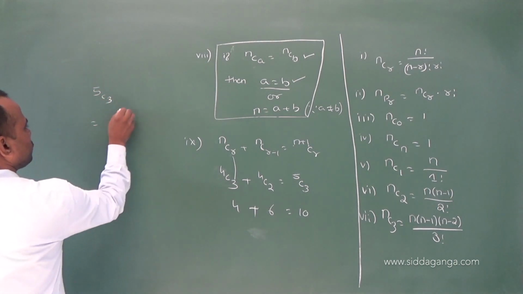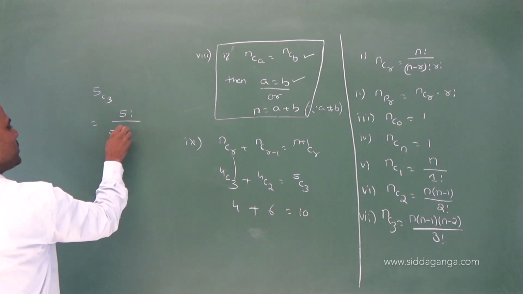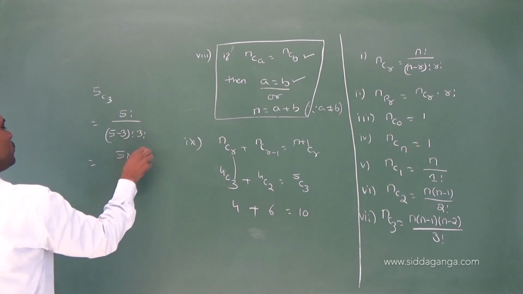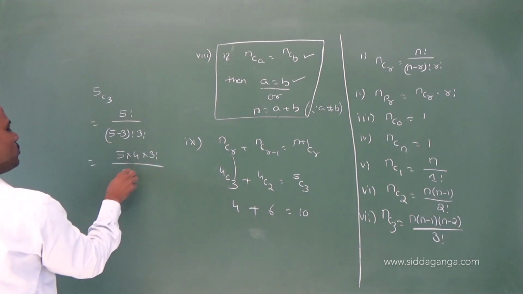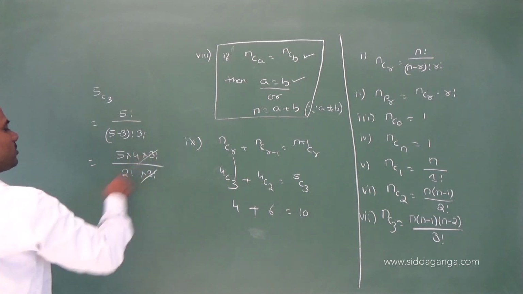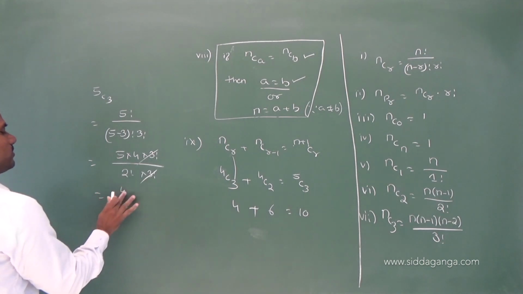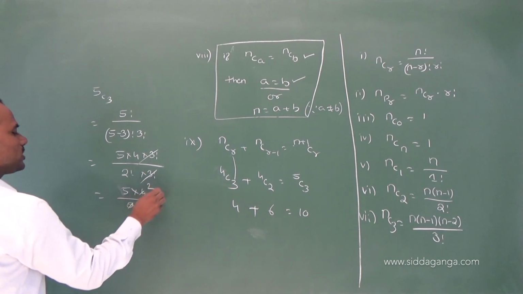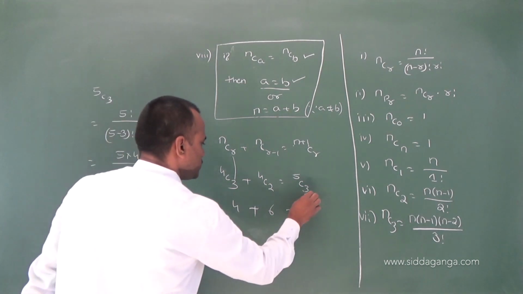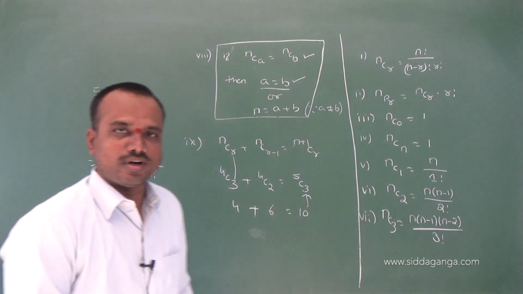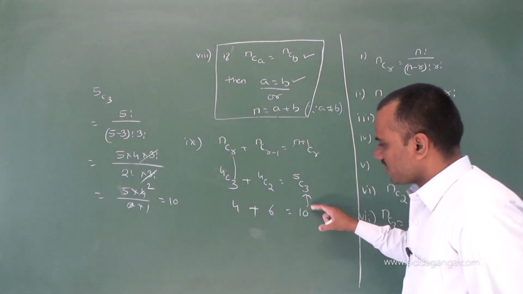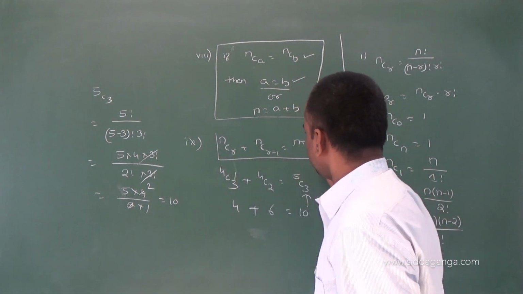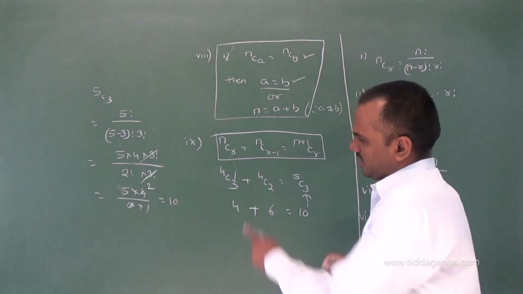Now we will find out 5C3: 5 factorial divided by (5 minus 3) factorial into 3 factorial. 5 into 4 into 3 factorial divided by 2 factorial into 3 factorial. The 3 factorials get cancelled. 5 into 4 divided by 2 into 1. The 2s get cancelled. 5 twos are 10. So this is nothing but 5C3. Observe this result. This result is very, very important.